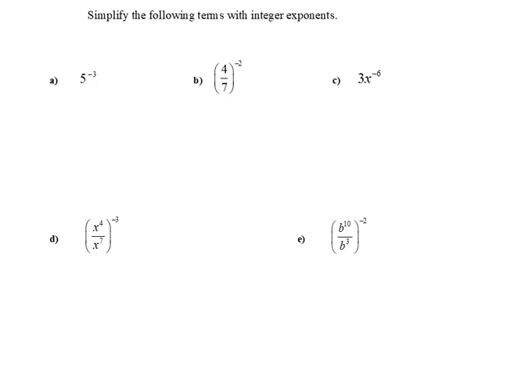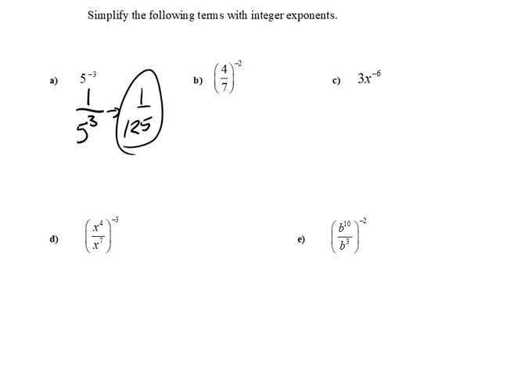All right, simplify the following terms with integer exponents. So the integer exponents are going to change the factors. So we have 5 to the negative 3 power. The negative exponent would convert the factor of 5 cubed to the denominator, and 1 over 5 cubed is 1 over 125.